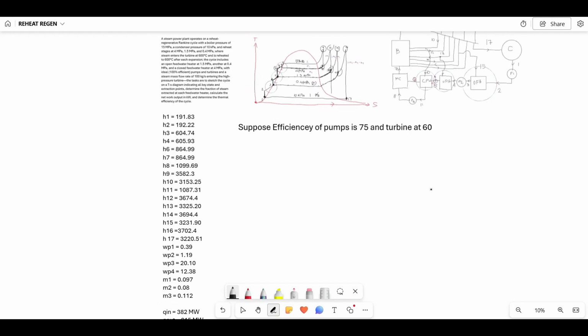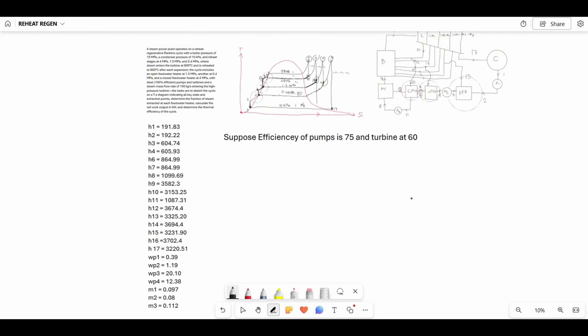So now we're going to look at the same problem and compare how we are going to solve it for the ideal versus actual. So now we have parameters of pumps at 75% and the turbine at 60%. Therefore, this is what we have.